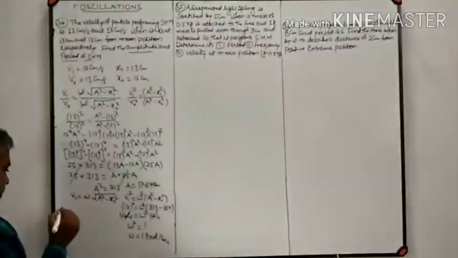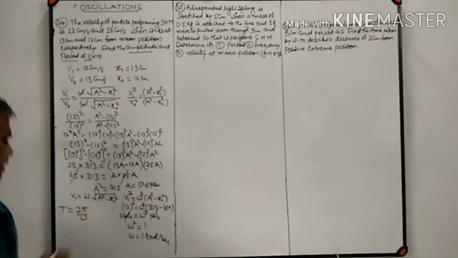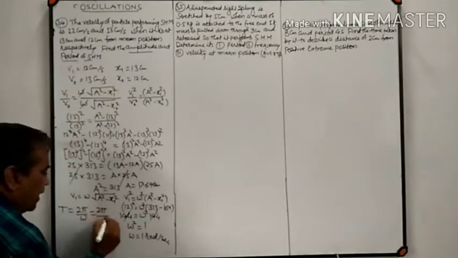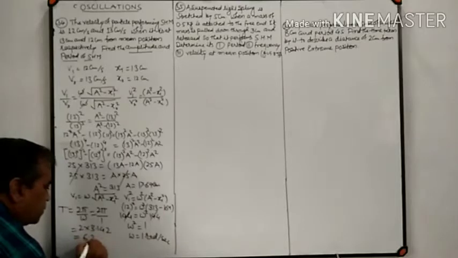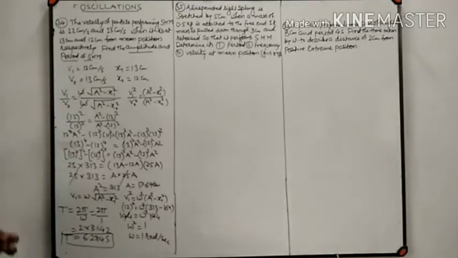Now to find out the time period, T is equal to 2 pi by omega. T is equal to what? 2 pi by omega, that is 2 pi divided by 1, or it is 2 into 3.142, or it is 6.284 second. Time period T is equal to 6.284 second.